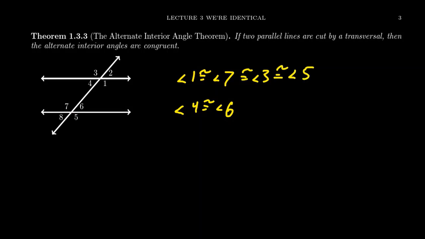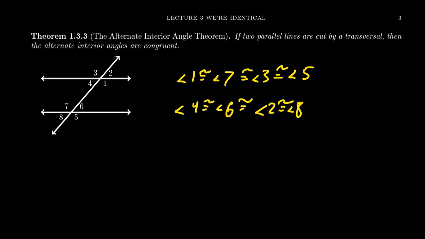And continuing on with this, we see that 4 and 2 are vertical angles, so they're congruent. 8 and 6 are congruent angles as well. And so then you end up with 4 is congruent to 6, which is congruent to 2, which is congruent to 8, like so. And so with this transversal diagram, you get two families of congruents.